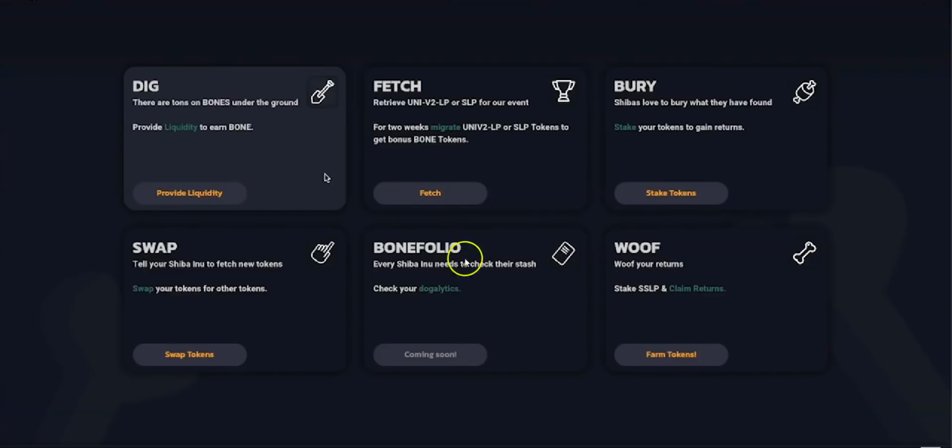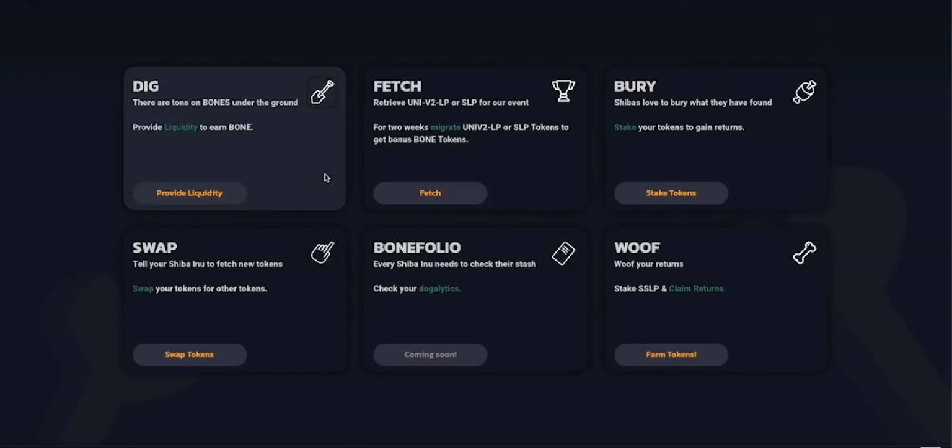Let's have a quick look at the ShibaSwap interface. This is just screenshots I took. This is the screenshot interface of ShibaSwap. We'll be able to dig, fetch, bury. As you can see, the interface is really good. If you've ever seen Uniswap, it's actually not that good at all in comparison to this.